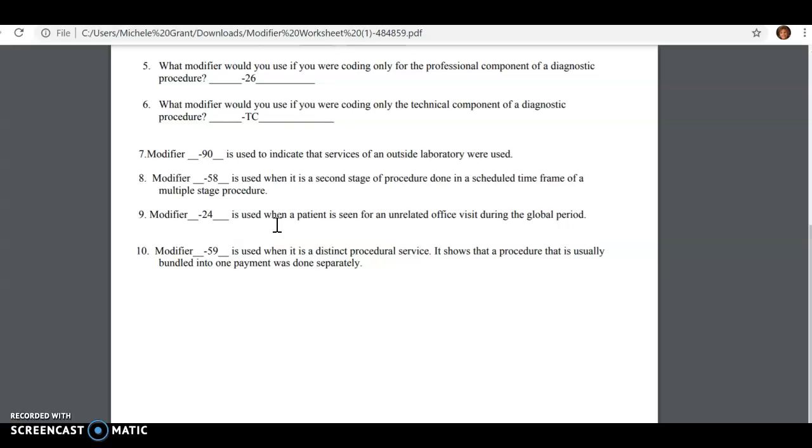So it's really important that you look at the back part of your Appendix A, read through the modifier descriptions, read through their examples. It really will help make sense of things.